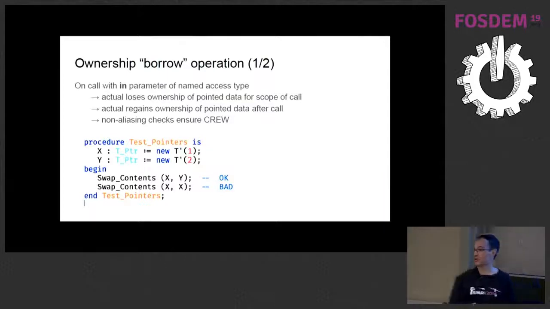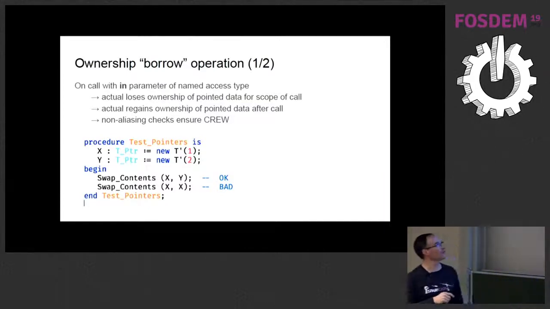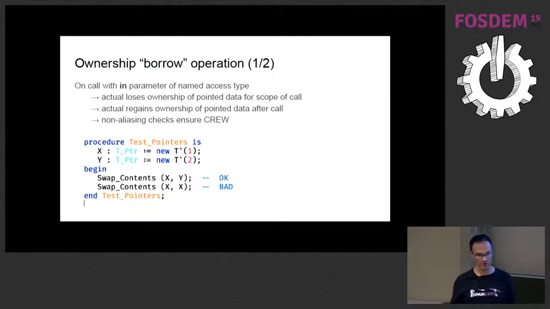Now let's look at the borrow. Borrow occurs when you're passing an input parameter of access type, or pointer, and temporarily the actual parameter in the call will lose ownership of the thing it points to, and it will regain it automatically. So it's an input parameter. It doesn't change through the call, the actual value of the pointer. And there will be non-aliasing checks, like for references before, that there's no possible conflicting aliasing between the arguments.